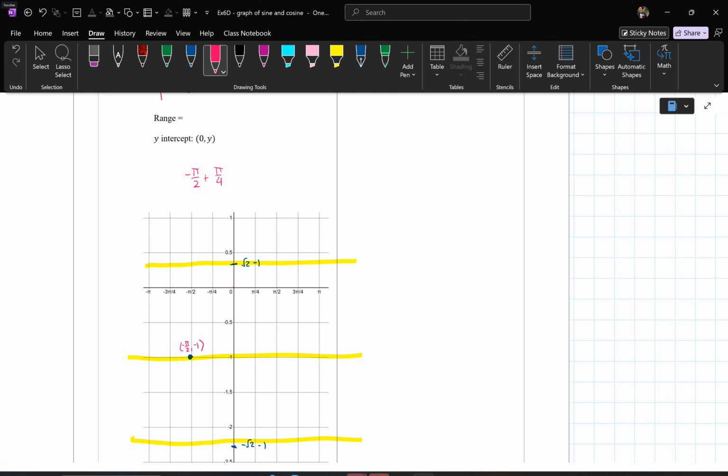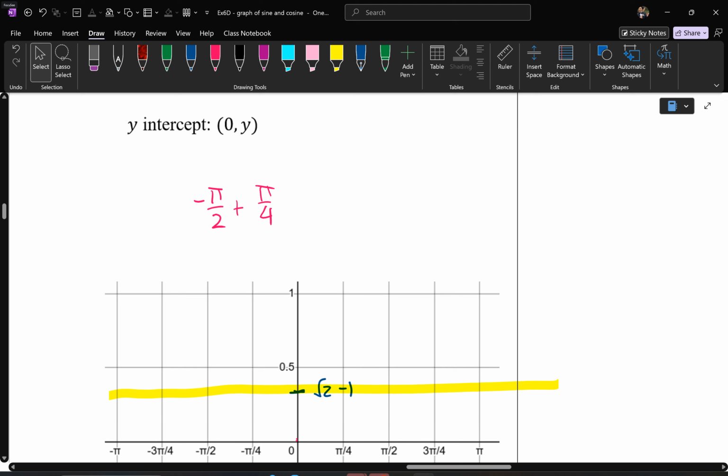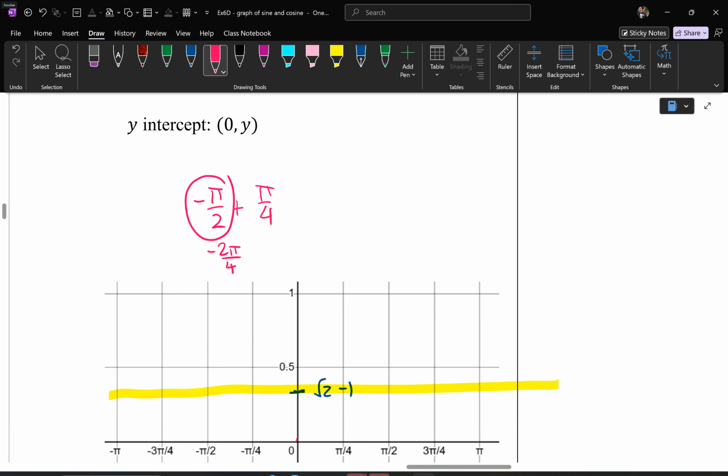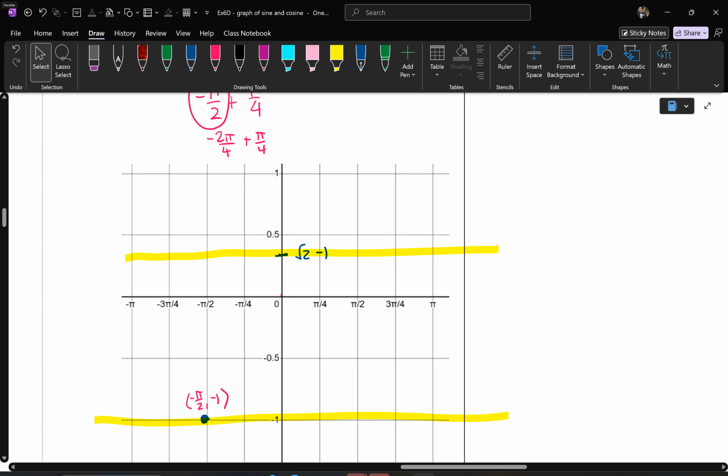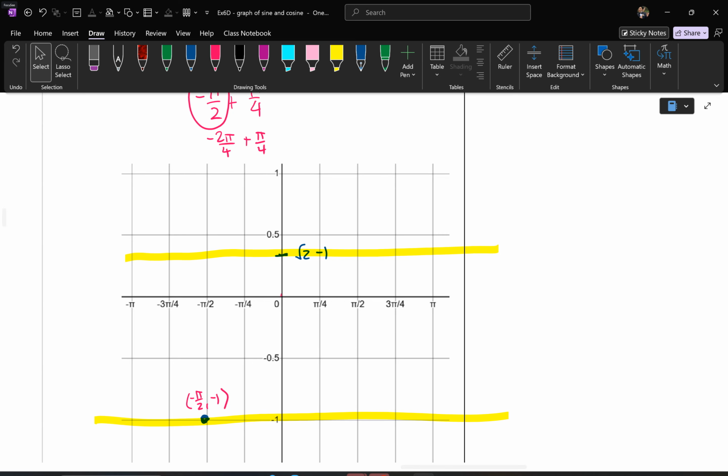Negative pi on 2 plus pi on 4. What's the lowest common multiple? 4. So all I have to do is change this negative half to negative 2 pi on 4 plus pi on 4. So that means my scale, I should be working in quarters. That's why I gave you in quarter cycles here. Yeah, so that's pi on 4.